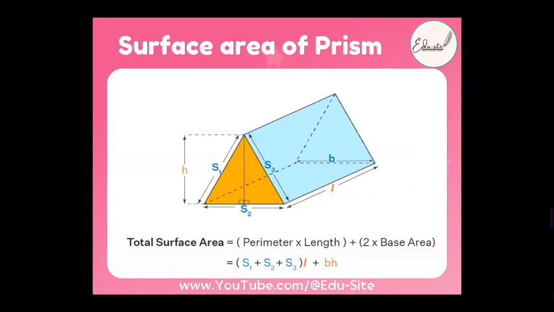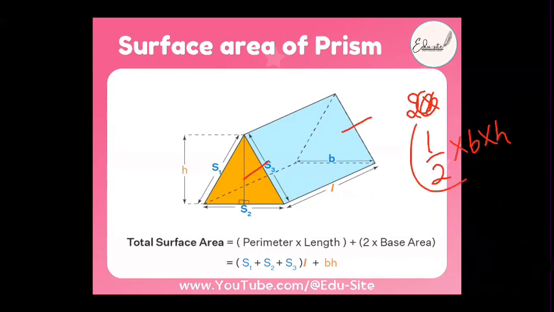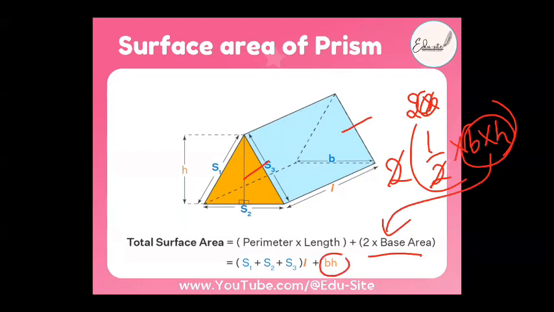So we have two triangles, right? A triangle means half into base into height. For one triangle, it is half into base into height. For two triangles, it is 2 times half into base into height. The 2 and 2 cancel out. It's just the base into height. So this is 2 times the base area, which is just base into height. So the triangles are done.